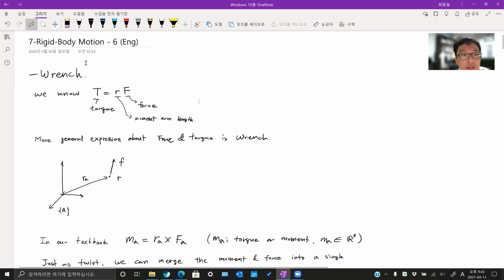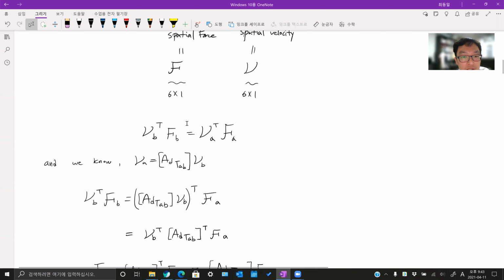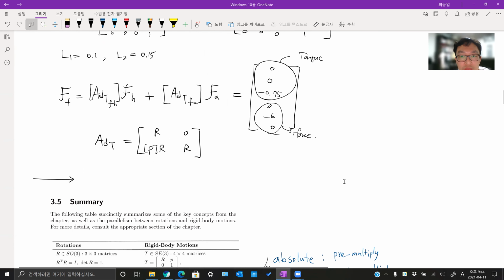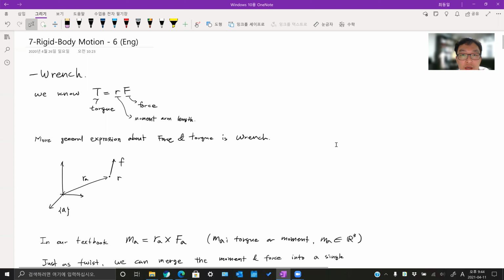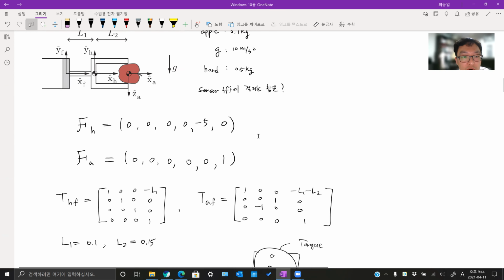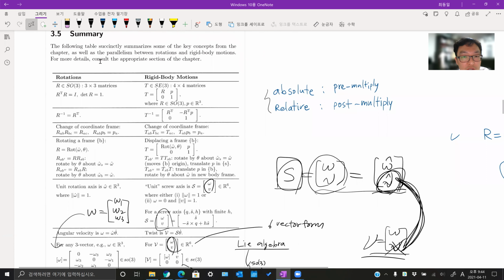Actually, today's topic is about wrench. I will explain about wrench first, and the contents of wrench are quite short. So after that, I will explain the examples in chapter 3. The summary of chapter 3 was done last week.